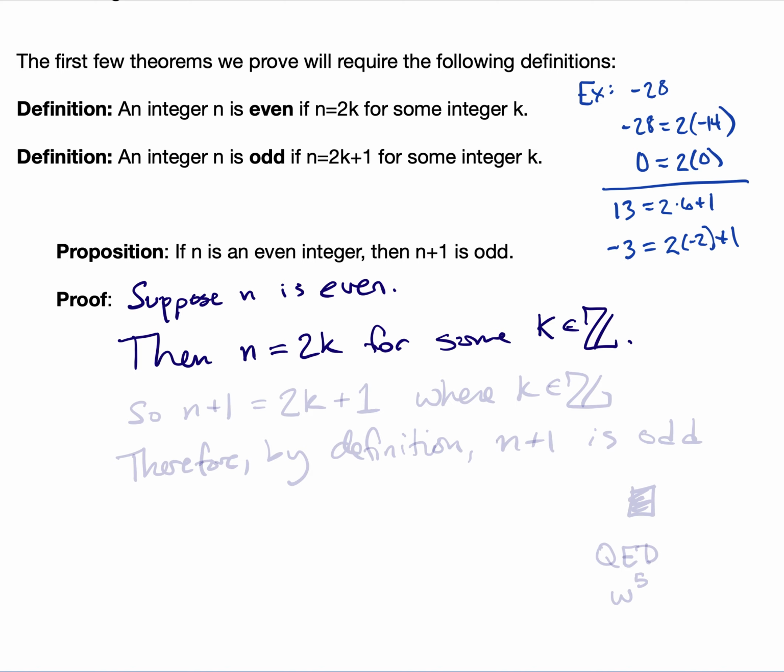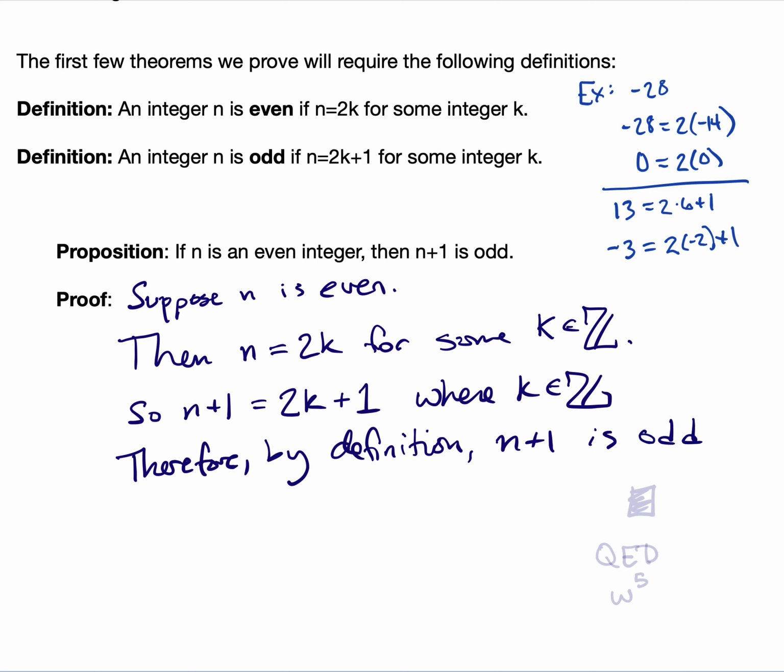Now let's look at the conclusion we're trying to draw. We're trying to show that n plus 1 is odd. So n plus 1 is equal to, n is 2k plus 1, where k is an integer. And great, we have shown that n plus 1 is equal to 2k plus 1. So therefore, by definition, n plus 1 is odd. And we have finished our proof.